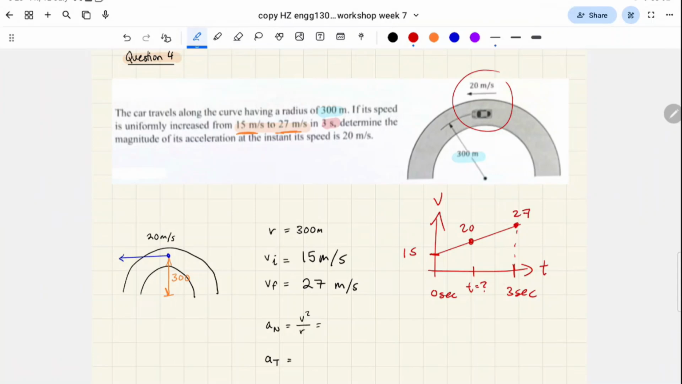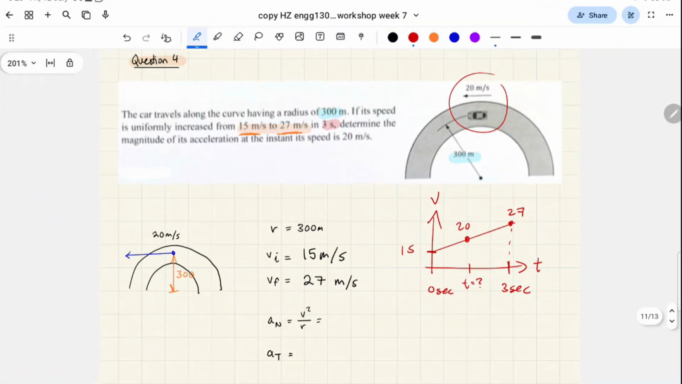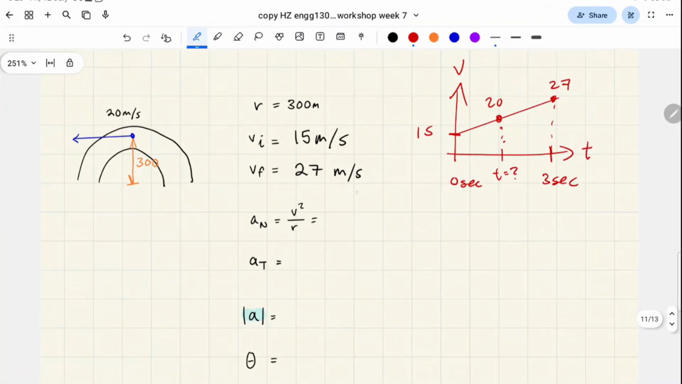So we're basically increasing from 15 meters per second up to 27 meters per second, right? The value we plug in for v is going to be 20, because that's the snapshot in time we care about, right? It's at this unknown time at the moment, right? So we're going to plug in 20 squared over this radius, right? And this will be our normal acceleration, which is also called our centripetal acceleration, right? That's 1.33 meters per second squared.